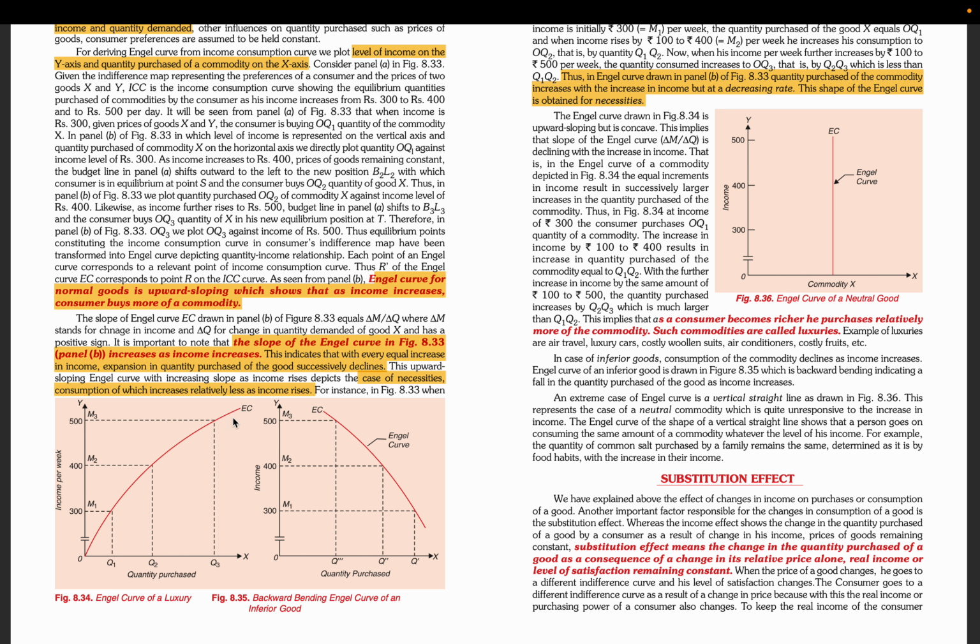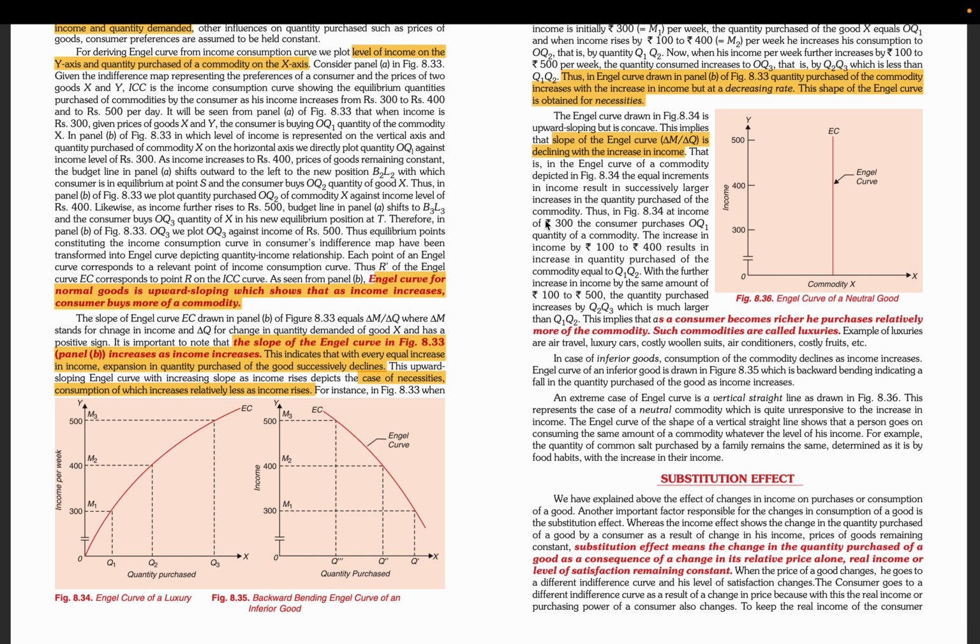This implies that the slope of the Engel curve is declining with the increase in income. You see it steeper, steeper, steeper, steeper, plateau. That is the Engel curve of a commodity depicted in figure 8.34.